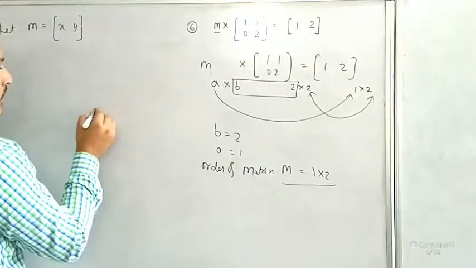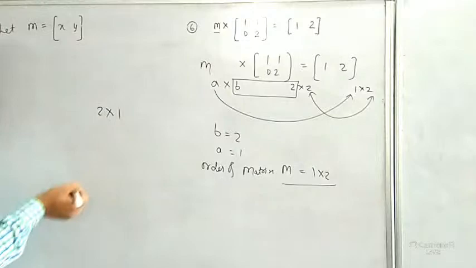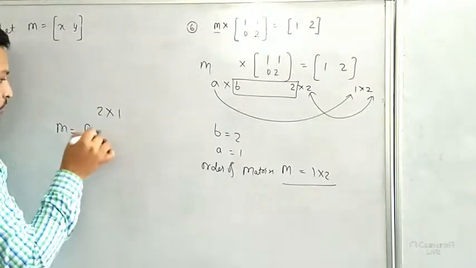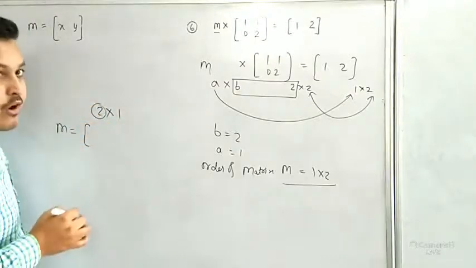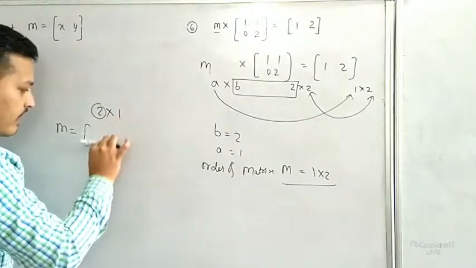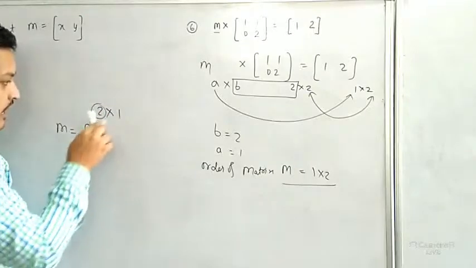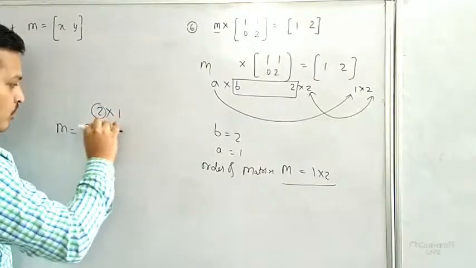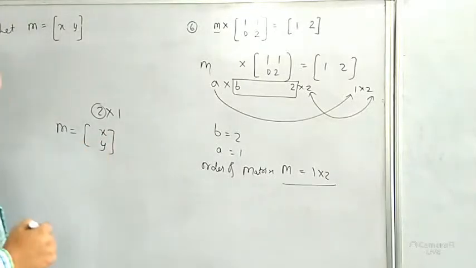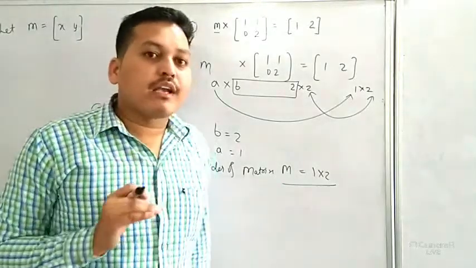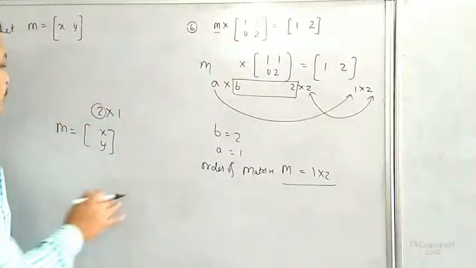One more thing, look: if the order is 2 cross 1, so what is the value of M? We can write M in the form of X and Y. So 2 means the number of rows. The first row is X and only 1 element is there, and with 2 rows there is only a single column. The second number is Y. So this is the arrangement of the matrix you are supposing. Okay, keep this in mind as well.